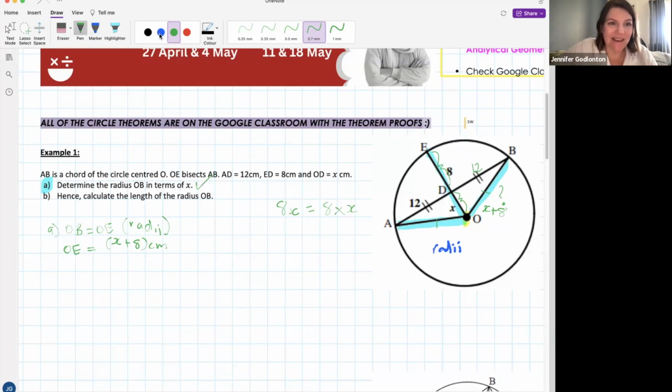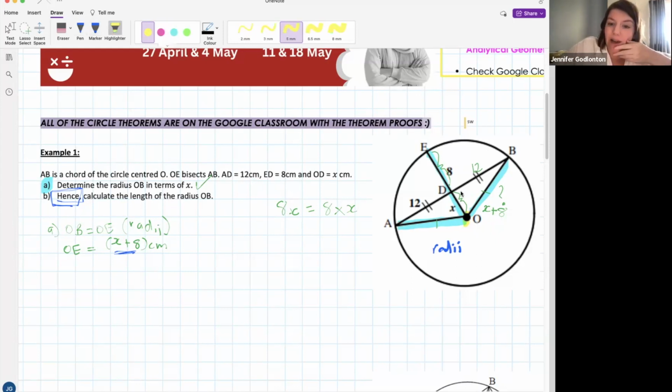Let's move on to B. So B now says hence. Now this is a super important word in circle geometry. Whenever you see the word hence, it means you are going to use whatever information you found out in A, or whichever question was in front of it, you're going to use that information in this question. Okay, hence is saying use what you learned in A, and we're going to use it now. So now they're saying hence, calculate the length of radius OB. So that means we need to try and figure out this length over here.